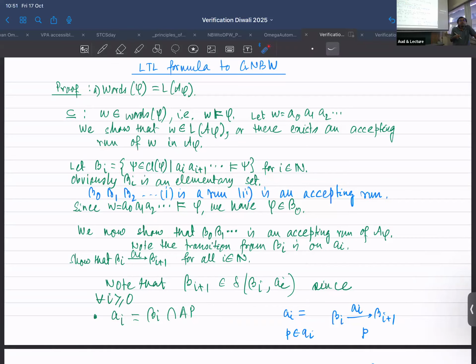Now, why is it necessary that there has to be a transition? Because I have defined my automaton using some rules and I'm defining my beta i in some way, but I have to build that connection: the way I'm defining my beta i and my beta i plus 1, there should indeed be a transition from beta i to beta i plus 1 in order to construct a valid run, right? So that is what we are doing.